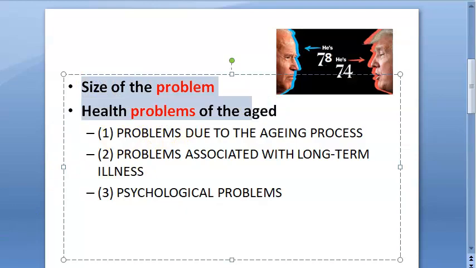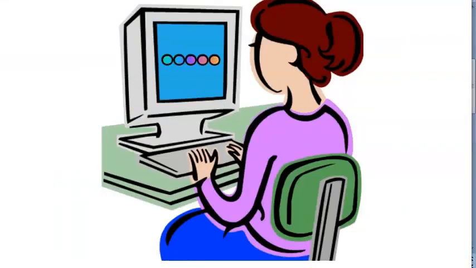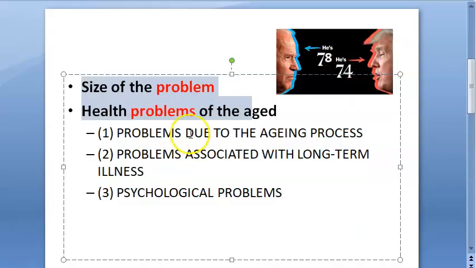So what else can you say? The number of old people will keep increasing, right? And that too with the birth rate declining and the death rate also declining. So the old population will be more. So we have to address these issues. What are the health problems of the aged?